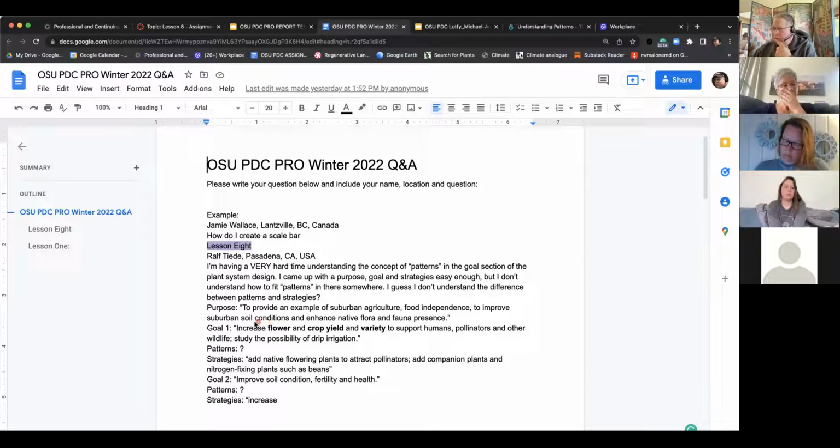Let's see what else is going on here. So purpose: to provide an example of urban suburban agriculture. Goal: increase flower crop yield. Pattern. I see. So what is that pattern going to be based on? I'd have to actually see your drawing to help you with that. But maybe we can do that.